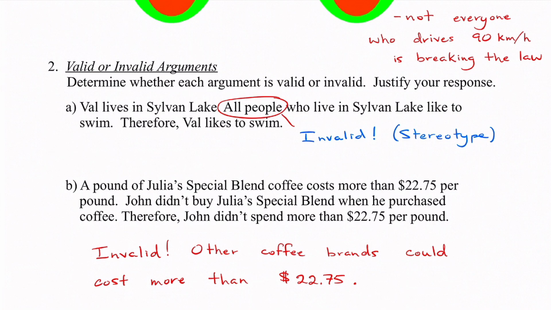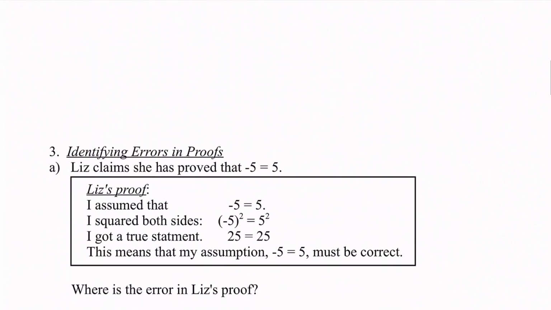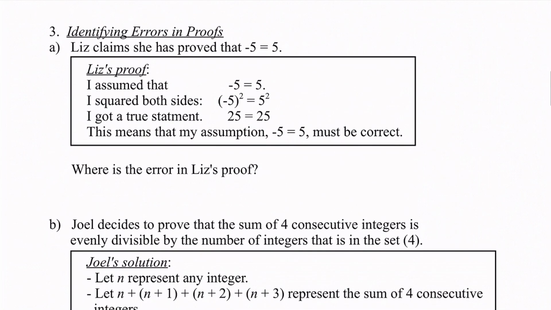So we don't have to buy the Special Blend to spend more than $22.75. So moving on from there now, what we're going to look at are identifying errors in proofs. There's going to be 3 main types of errors that we're going to look at. We're going to have an example kind of showcasing each one of those errors.